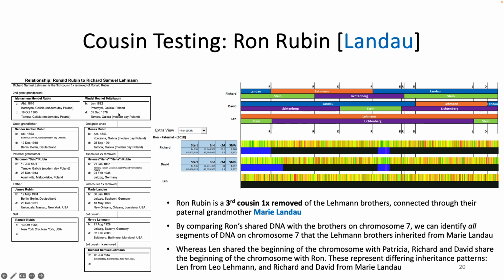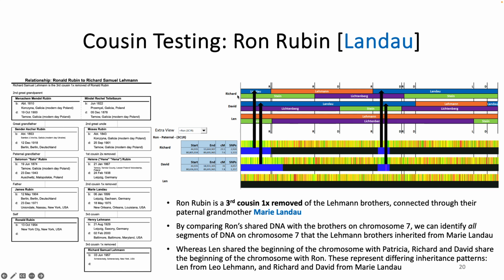So by comparing Ron's shared DNA with the brothers, we can identify all the segments of DNA on chromosome 7 that the Lehmann brothers inherited from Marie Landau. So we can see this result here, right? Ron shares no DNA with Len across this entire chromosome. There are 2 areas, though, where he shares DNA with Richard and David. Those must map to Landau. And again, some of these DNA segments are significant, especially this first one, 23 and 31 centimorgans. These are certainly real segments, but even the shorter one also aligns with the designation that we have.